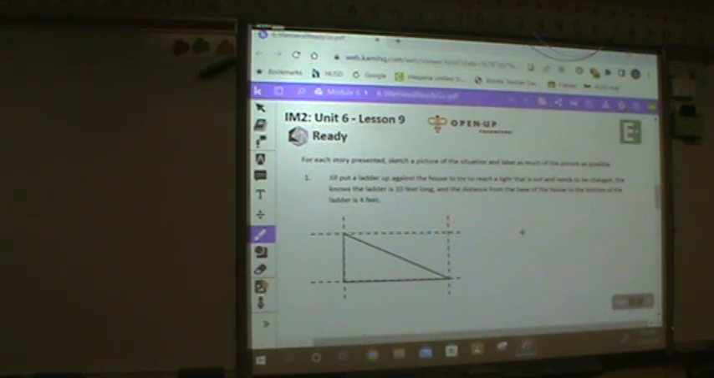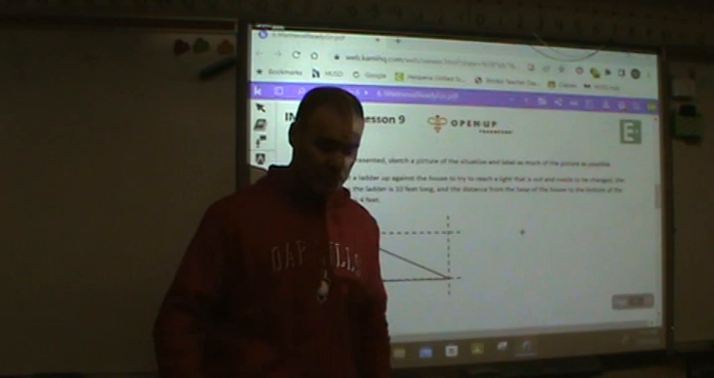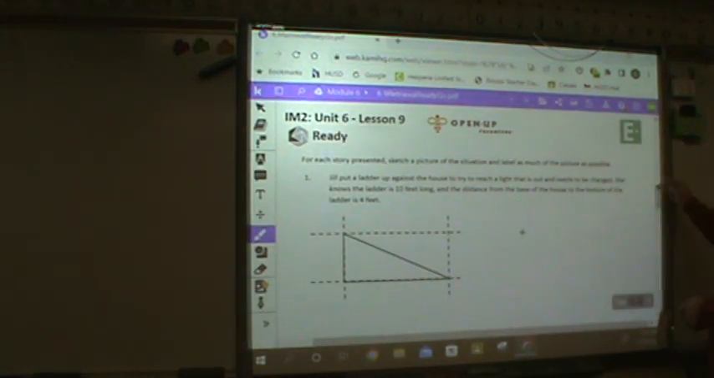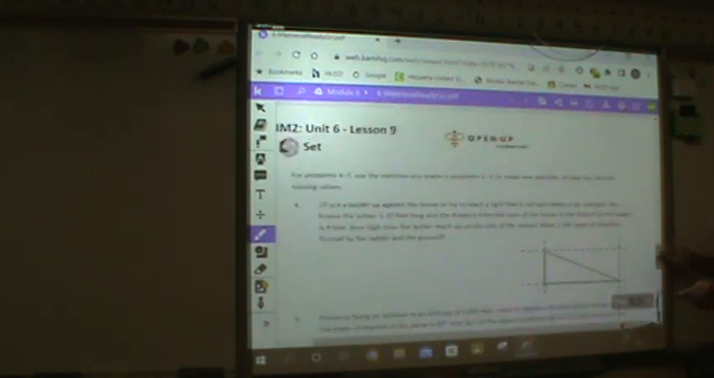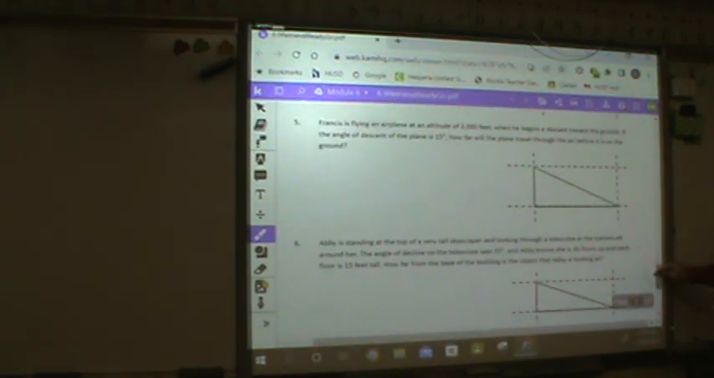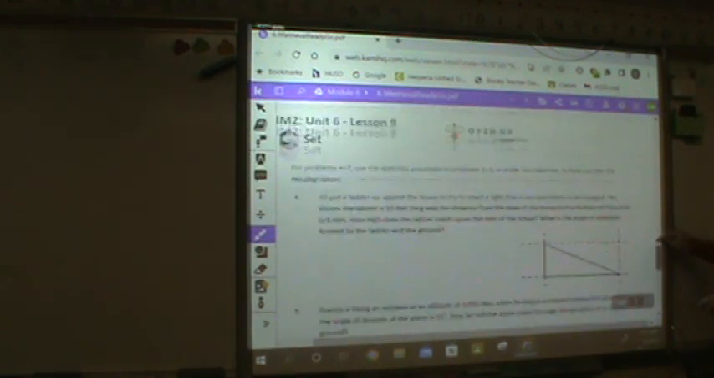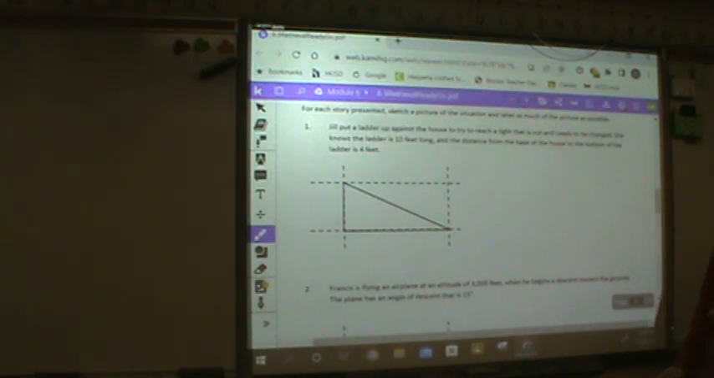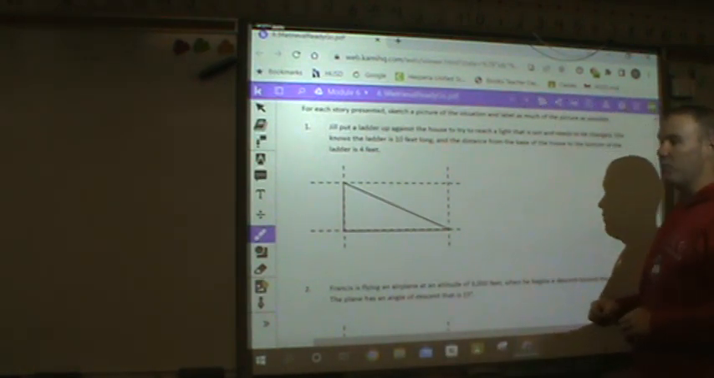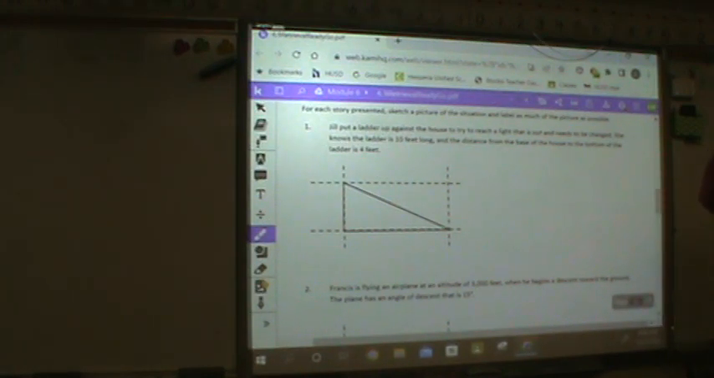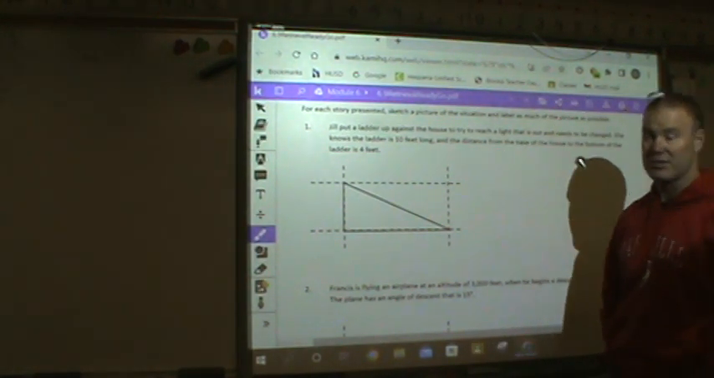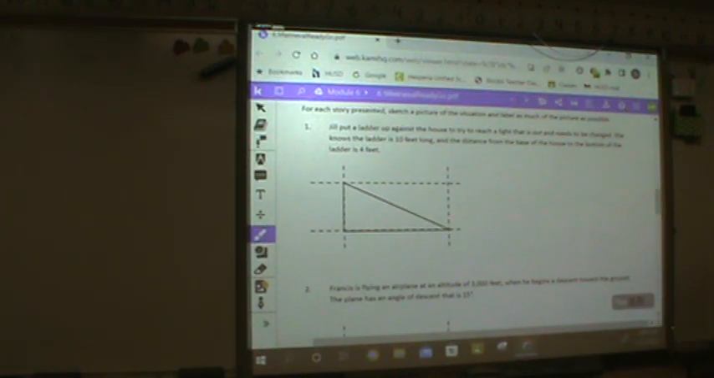All right, applications. This is the beginning of where we are looking at application problems. For the ready here and the set, the set is where you're going to need to actually apply this. But the ready, we're just doing some groundwork, and we're talking about how to set these up. This diagram is to help you set these up, because you've probably heard a picture is worth 1,000 words. Well, maybe not 1,000, but a picture is worth something, especially when you're trying to solve and find things.